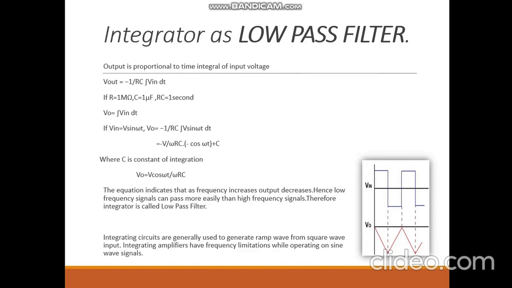Now let us see the waveform. In this integrator circuit, it is generally used to generate a ramp wave from a square wave input. Here the input is a square wave and the output is the ramp signal. So it is also used as a ramp generator. Now integrating amplifiers have frequency limitations while operating on sine wave signals.